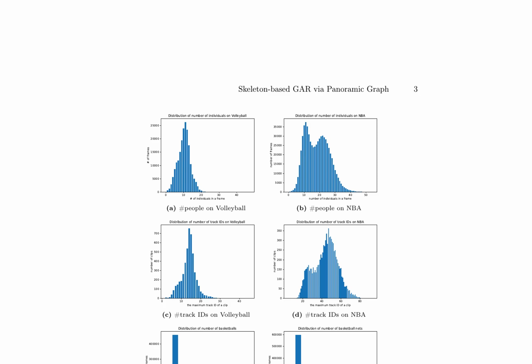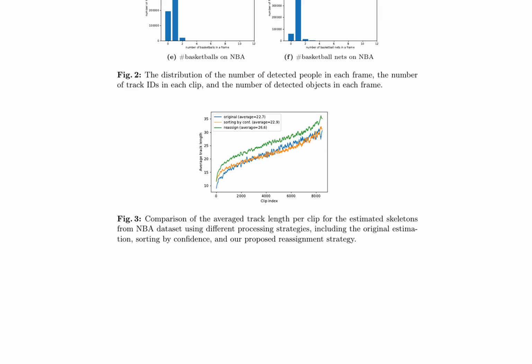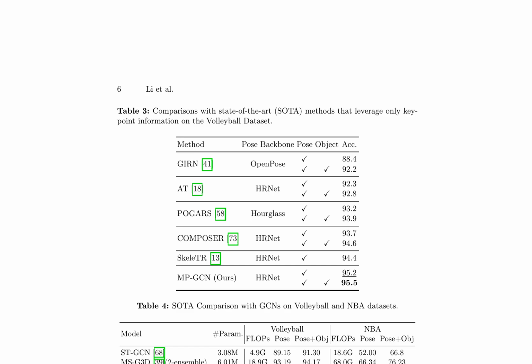The research paper discusses the development of a skeleton-based GAR system using a panoramic graph, focusing on the distribution of individuals in frames from Volleyball and NBA datasets. It introduces a reassignment strategy for tracking issues, enhancing the accuracy by approximately 1.3% compared to selecting by maximum confidence. The system's performance is evaluated using various input features, including joint coordinates, bone vectors, joint motion features, and bone motion features. The results indicate a marked improvement in performance when combining the reassignment strategy with a tracking algorithm.